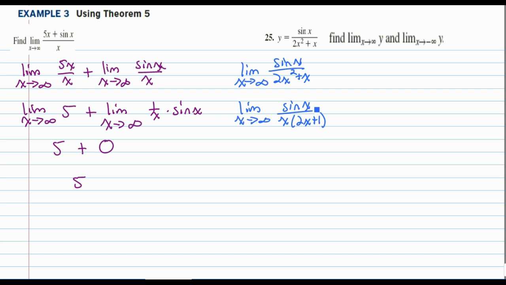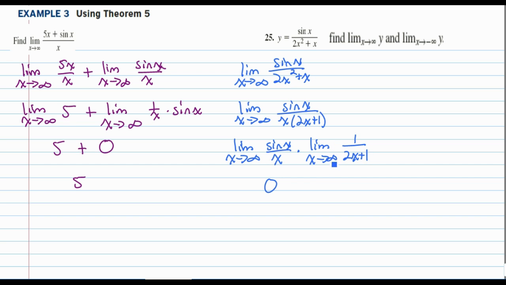And yes, I know it's annoying that you have to write the limit as x approaches infinity every time, but you do, so deal with it. The limit as x approaches infinity now, I can see the sine of x over x here, which is good, times, and then I can do separately the limit as x approaches infinity of 1 over 2x plus 1. So I know that this limit is 0, so it doesn't actually matter what this limit is because 0 times anything is going to be 0.